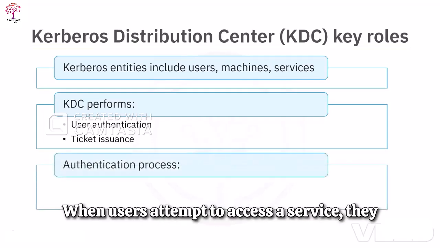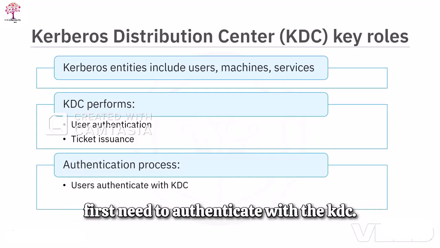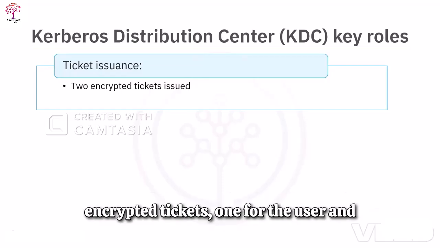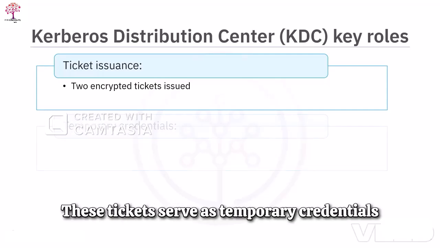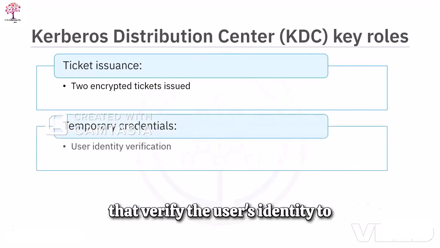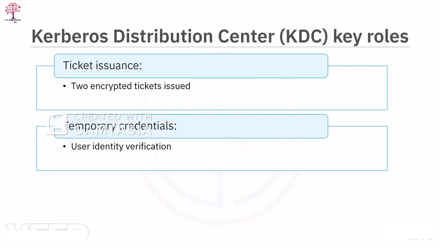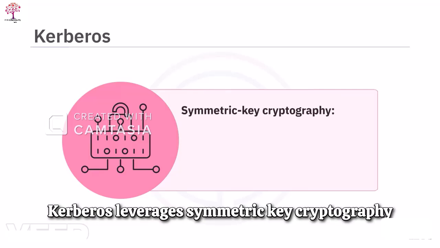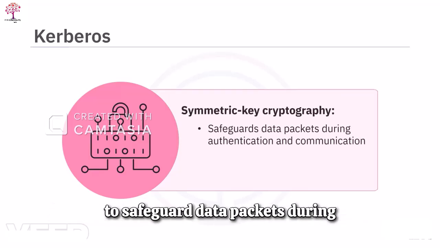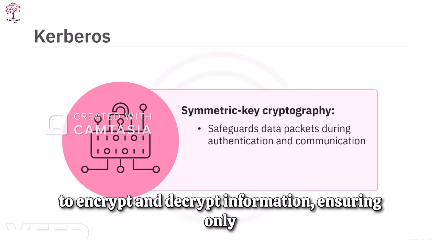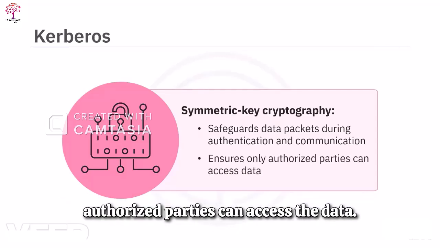When users attempt to access a service, they first need to authenticate with the KDC. Upon successful authentication, the KDC issues two encrypted tickets, one for the user and one for the requested service. These tickets serve as temporary credentials that verify the user's identity to the service and allow secure communication. Kerberos leverages symmetric key cryptography to safeguard data packets during authentication and communication. This method uses a shared secret key to encrypt and decrypt information, ensuring only authorized parties can access the data.